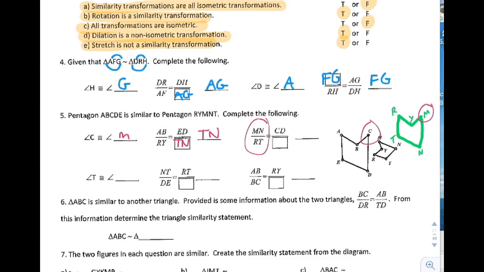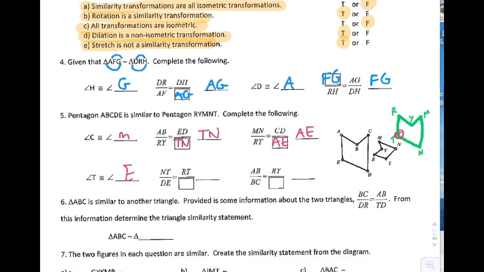And the next one, MN, RT. MN, RT would be the same thing as CD, AE. Again, check for the pattern there. Angle T, right here, is in the same position as angle E. And you can see it here as well, T and E.